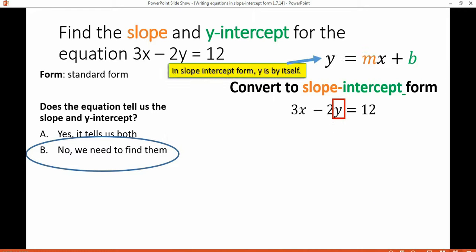Now here, as we said before, in slope-intercept form, y is by itself. Here, obviously y is not by itself. It's got a lot of other stuff on the same side of the equal sign. First of all, it's being multiplied by this -2. Second of all, it has this 3x that's being added to it on the same side of the equal sign. We need to get rid of all that stuff so we can get y by itself.